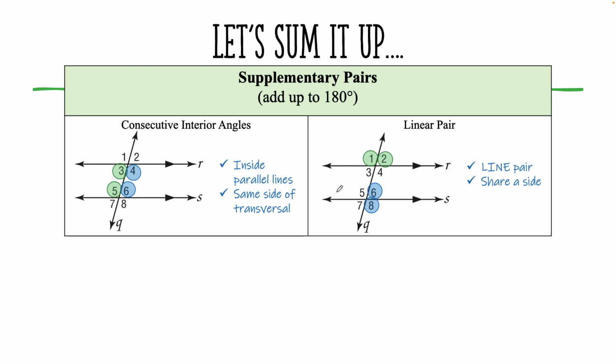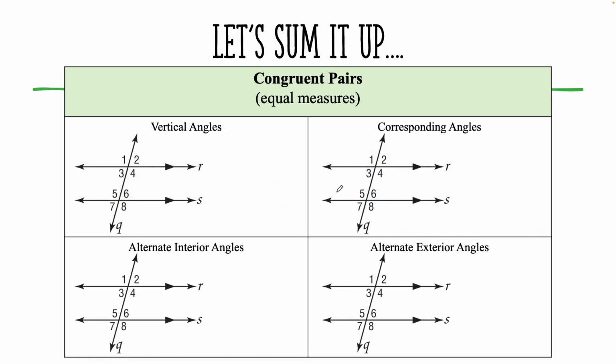Now we've got a bunch of congruent pairs. Congruent meaning they have equal measure. For example, vertical angles. So angle 2 is congruent to angle 3. Angle 6 is congruent to angle 7 because those are vertical angles. Remember, vertical angles are formed by two intersecting lines and they're diagonal from each other. They form the same size V.